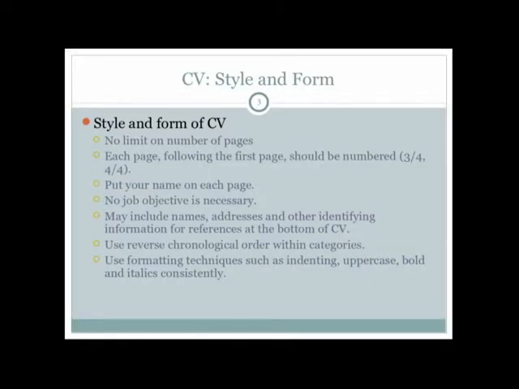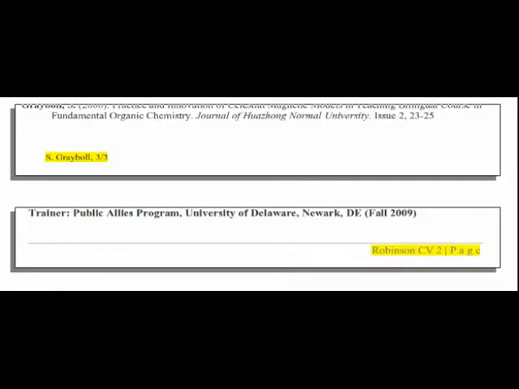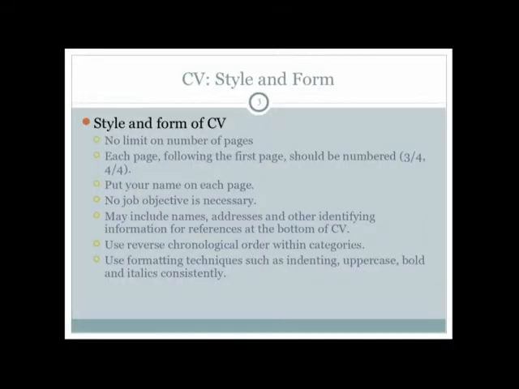And one of the characteristics of a CV, or vita, that's another way to abbreviate it, is that there's no limit to the number of pages, as opposed to a resume, which is usually kept to 2. Each page following the first page should be numbered. And why should it be numbered? Because you want other people to find it clearly and easily. And so saying 3 out of 4 or 4 out of 4 assists in that process. Every page ought to have your name. You don't need an objective. That's one characteristic of a CV. You're not telling them. They know from looking at the CV that it is a CV. You don't have to write the words curriculum vitae on there either.